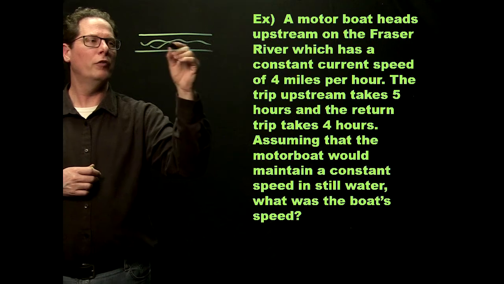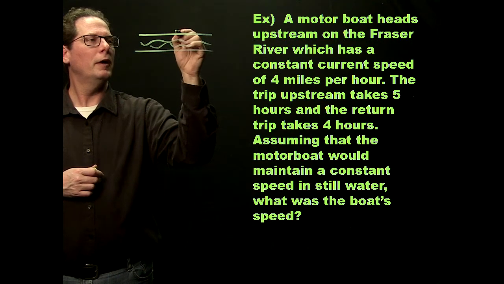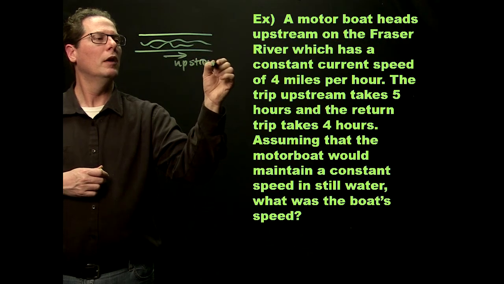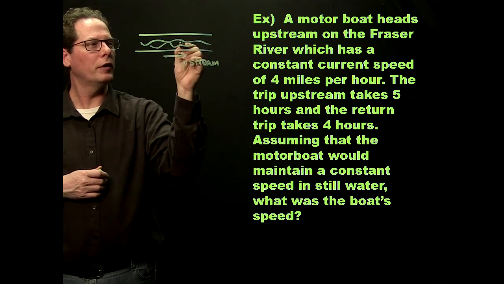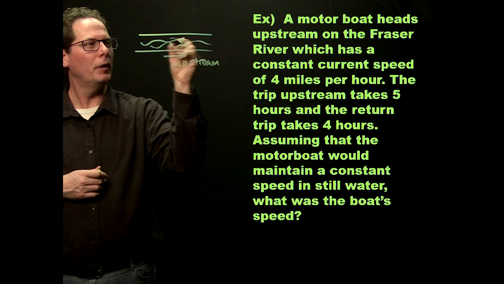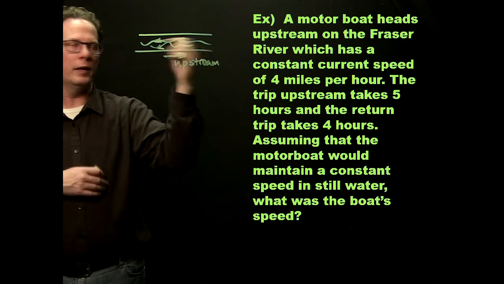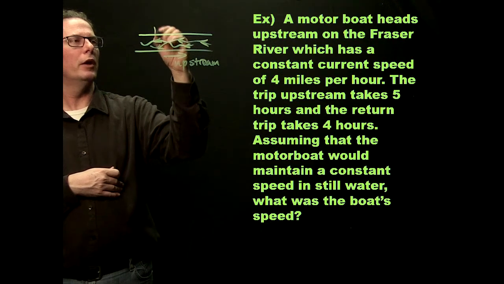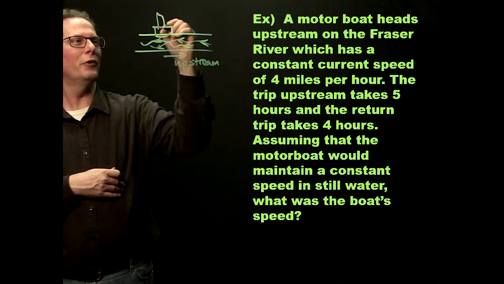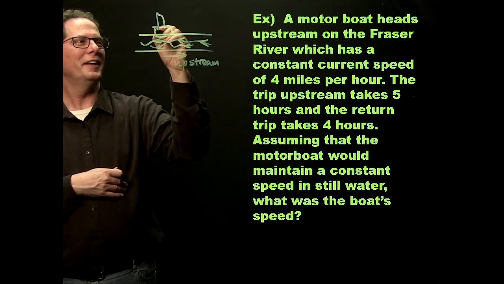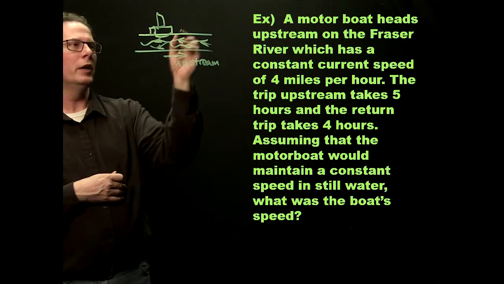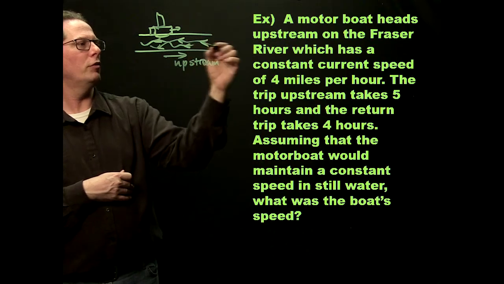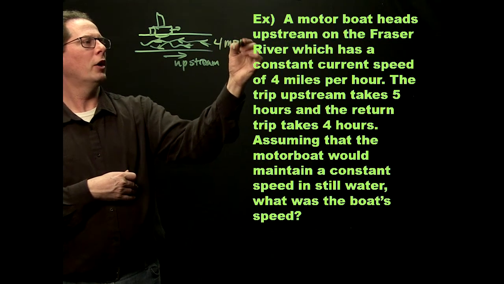So we've got our river, and this is upstream like this. So if I say upstream, I mean our current is flowing back in this direction, and so it's slowing the boat down. So let me get a boat going. So this boat is traveling upstream against a 4 mile per hour current.